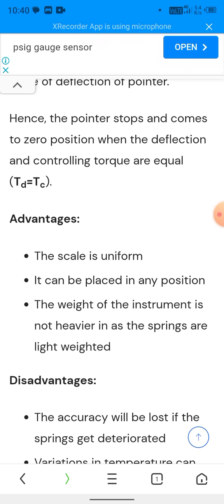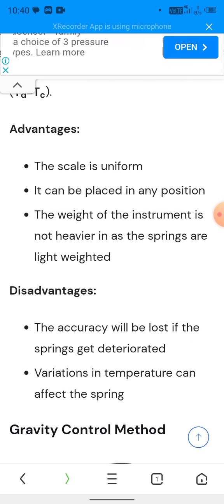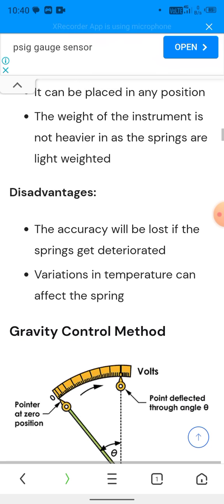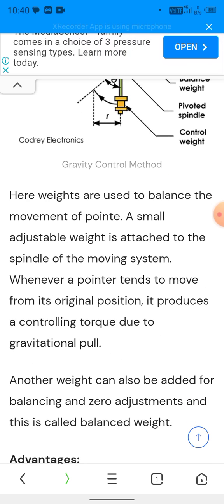Advantages: the scale is uniform. It can be placed in any position. The weight of the instrument is not high, as the spring is lightweight. Disadvantages: the accuracy will be lost if the springs get deteriorated. Variations in temperature can affect the springs. Higher weights are used to balance the movements of the pointers.